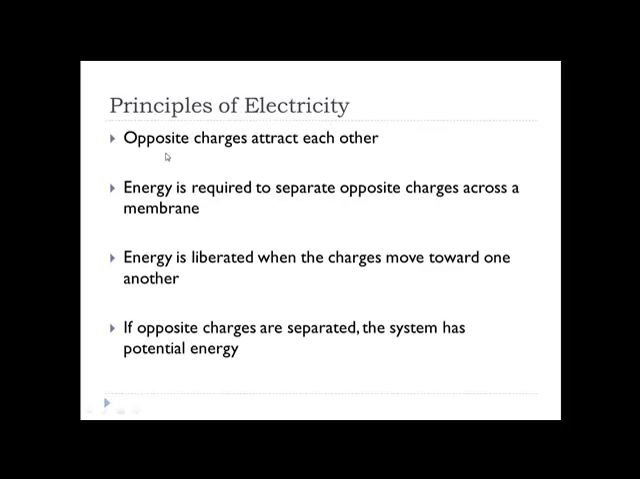So some simple principles of electricity. Opposites attract. We take positive and negative charge magnets, they come together. We need energy to separate opposite charges. So if I'm holding two magnets and they're trying to come together, it takes energy for me to hold those together. If I let them go, that energy is released. So the energy caused by me holding them apart is called potential energy. When I let them go and they snap together, that energy is released. So that is kinetic energy.